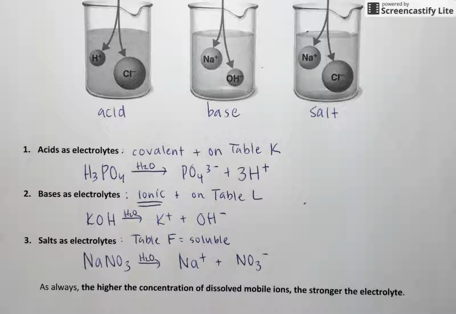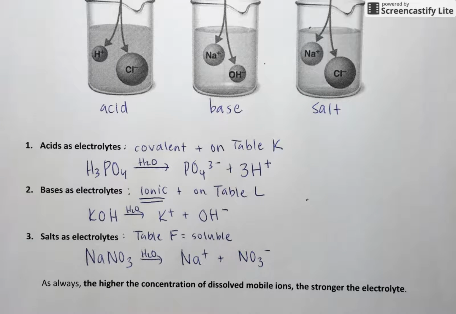All right, so hopefully this helps ease our definition of what an electrolyte is and isn't. Yes, it's an acid. Yes, it can be a base. And yes, it can be a soluble salt.